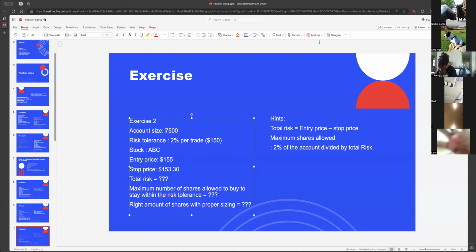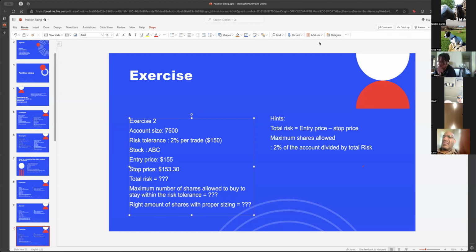You cannot buy 88. Now you're buying 48 shares. If you do get stopped out, how much will you lose? Just multiply that 48 by 1.70. You're going to get your answer: 81.60. Beautiful. So 81.60. Great.